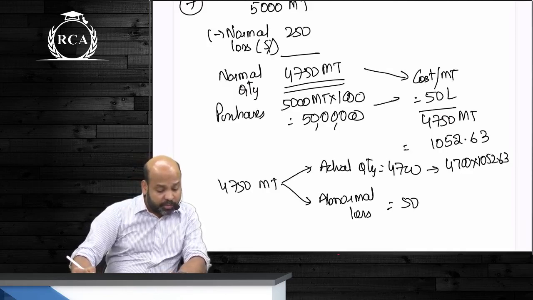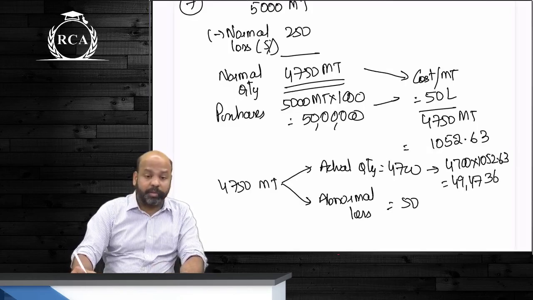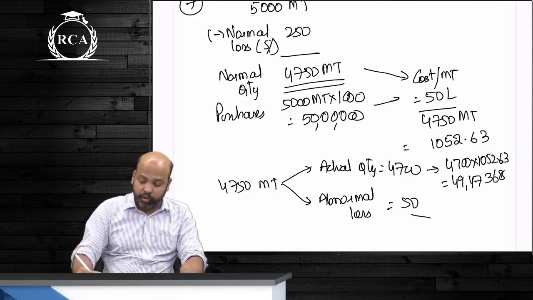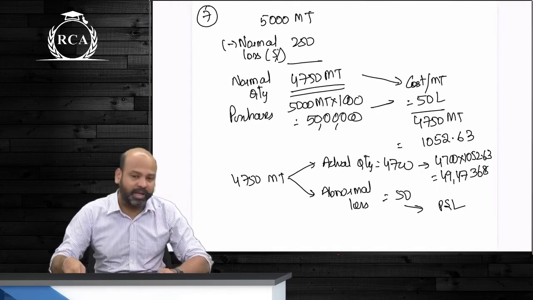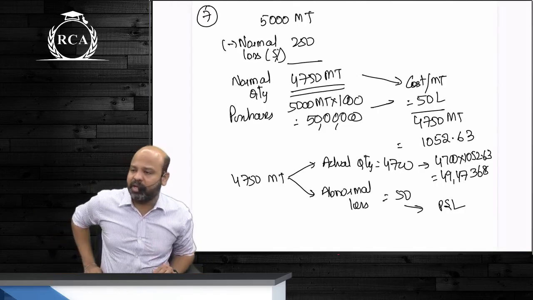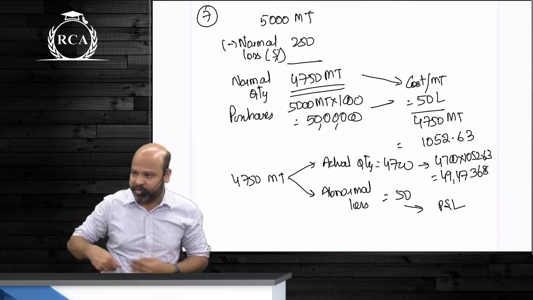What would be the value of inventory to be recorded in books? This will be the value of inventory, guys. This one will go to P&L account. You can copy this, guys. The cost of 50 metric tons will go to P&L account, guys. Whatever the cost of 4,700 metric tons is, it will be disclosed in your balance sheet as inventory.